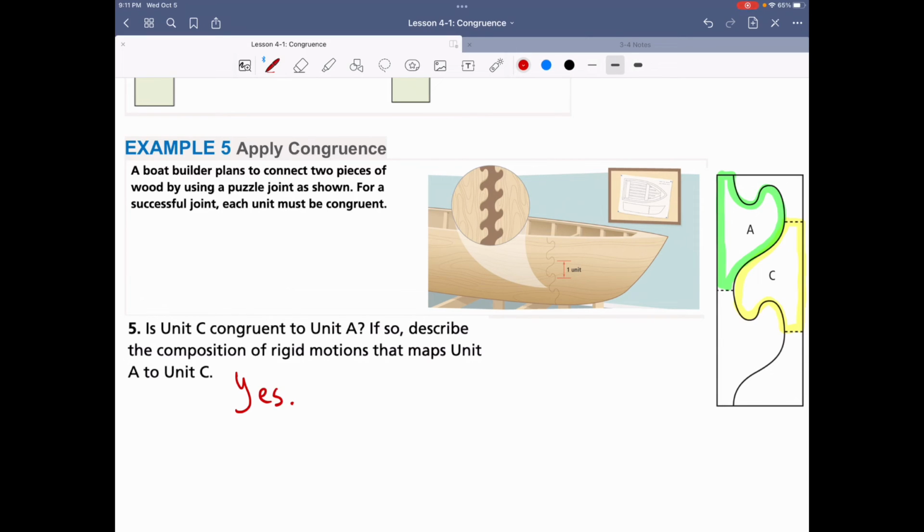and it would be a rotation of 180 degrees, and it would be a translation down. And we don't know exactly because it's not on grid paper, but if you rotated A by 180 degrees and you shifted it down, then it should map to unit C.